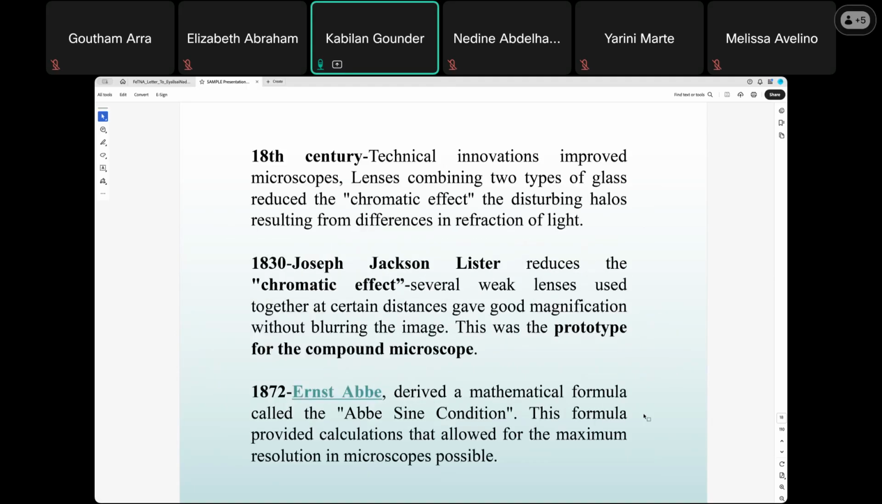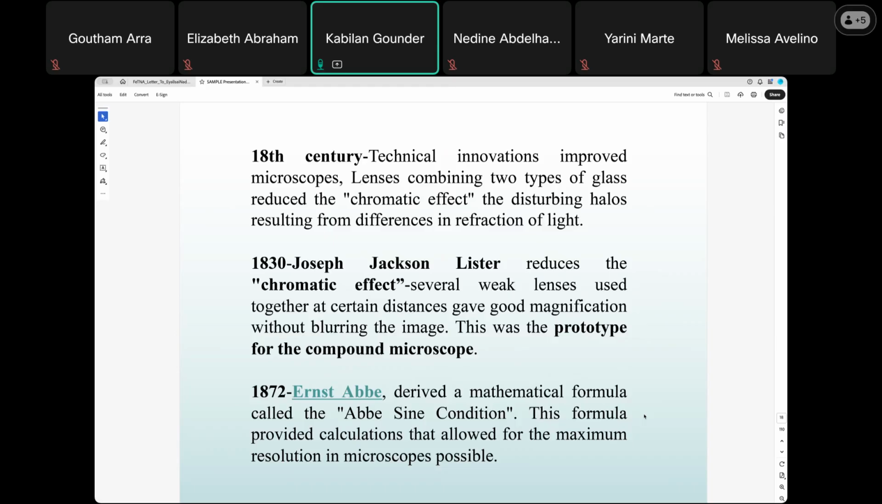After that, in the 18th century, there were technical innovations which improved the microscope's lens, combining two types of glass, which reduced the chromatic effect, the disturbing halos resulting from differences in refraction of light. That is another milestone, reducing the chromatic effect so that you get detailed and clear images.